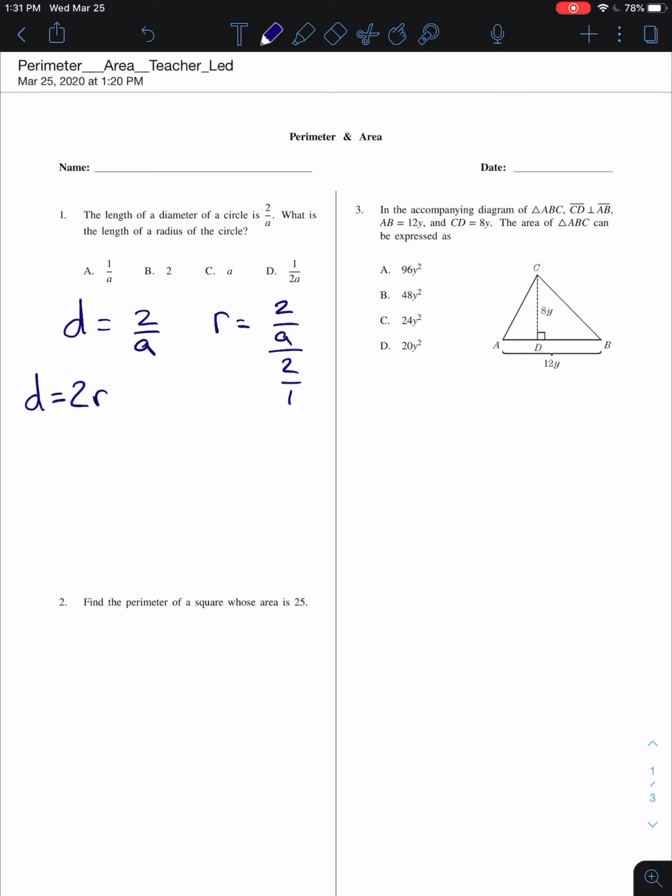Now, for those of you without a calculator, I just want to show you how easy this is without a calculator. So 2, you'll notice I put that over 1, that 2 over 1, and there's a reason for that. Because how did we learn how to divide fractions? We learn to keep the first fraction, change from division to multiplication, and then flip the second fraction. And what that allows us to do here is cancel out, and we just get 1 over a as our radius, and that is choice A.